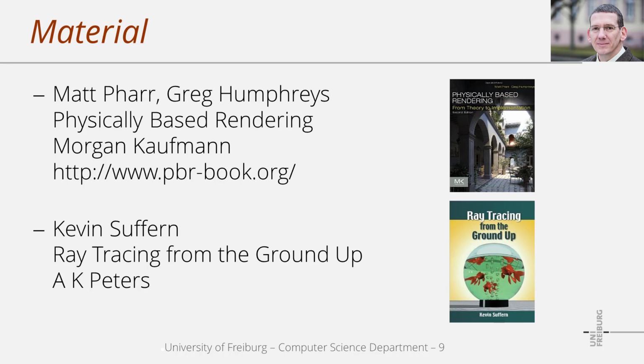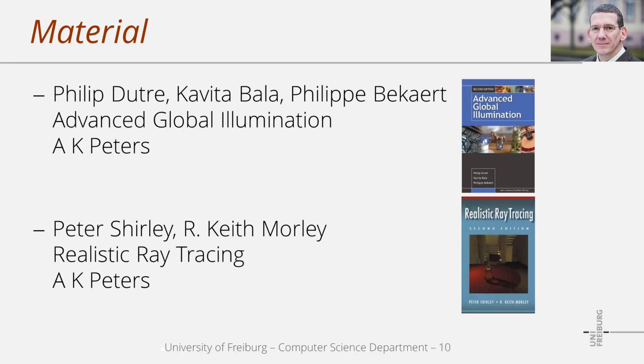The second book is Ray Tracing from the Ground Up by Kevin Suffern. Compared to the PBR book, this book focuses more on practical aspects. Here we have two more books. Advanced Global Illumination by Phil Dutré and colleagues covers the theory of many relevant concepts in a very comprehensible but also compact way, while Peter Shirley's Realistic Ray Tracing is a compact mixture of theoretical and practical aspects of the original ray tracing concept.